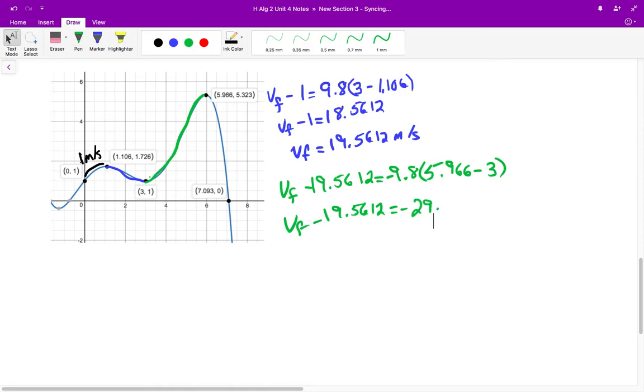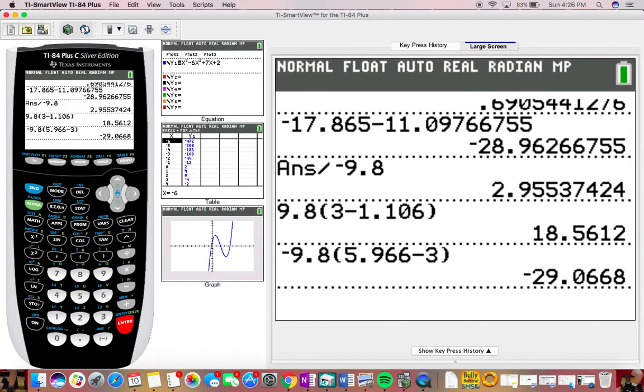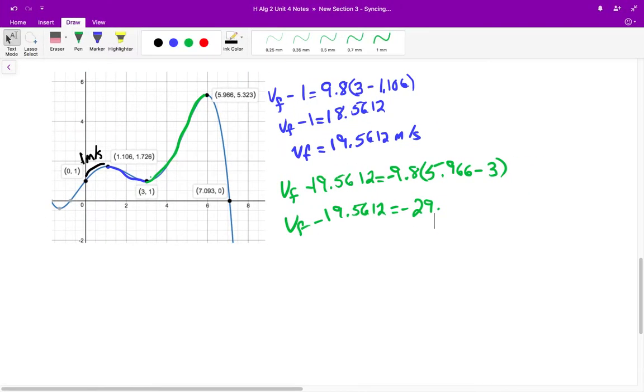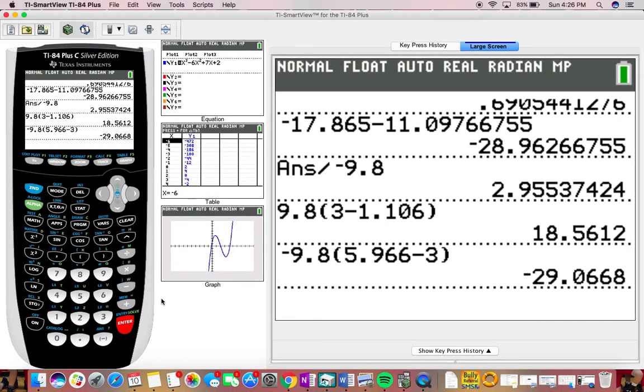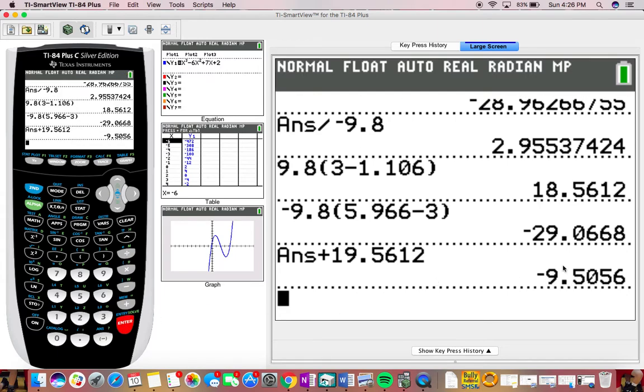So, negative 29 point, I think it was 0668? I want to make sure I get that right. So, negative 29.0668. And that way, when we add over the 19.5612, what you're going to see is that you end up with negative speed, negative 9.5056 meters per second, which is bad, not something you want to have happen.